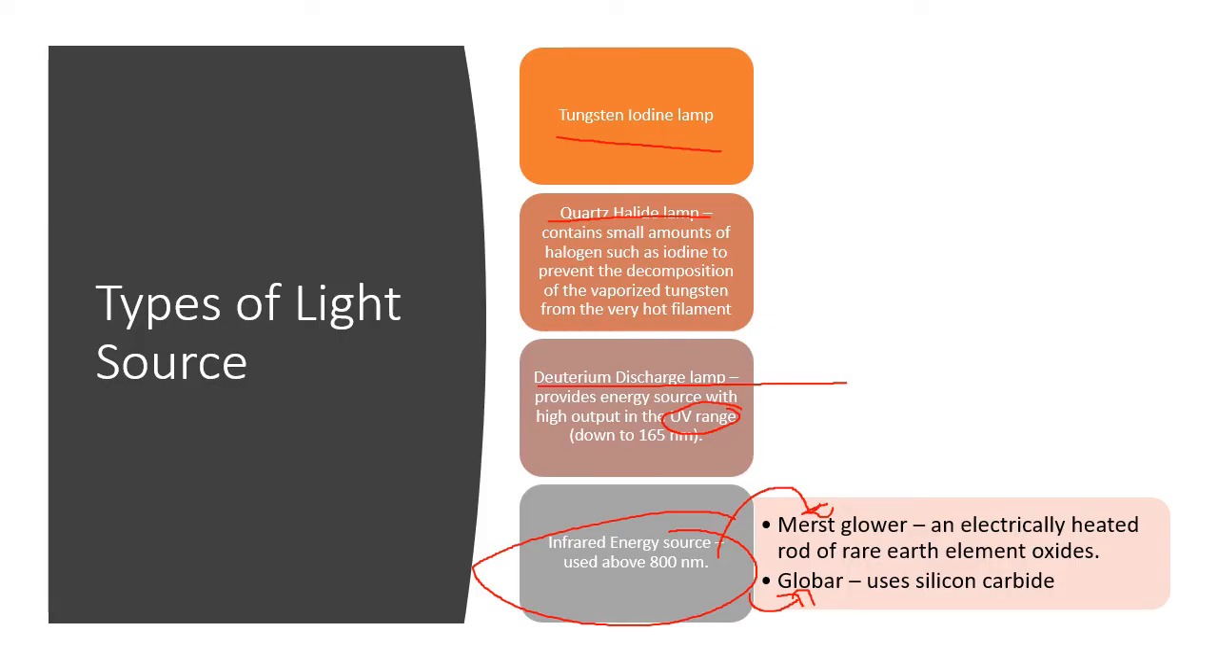Okay, so kapag tinanong ano yung sa visible, you can answer tungsten iodide lamp. Kapag tinanong naman ano yung sa UV, deuterium discharge lamp. And then kapag tinanong kung ano yung infrared, immersed glower or glow bar.